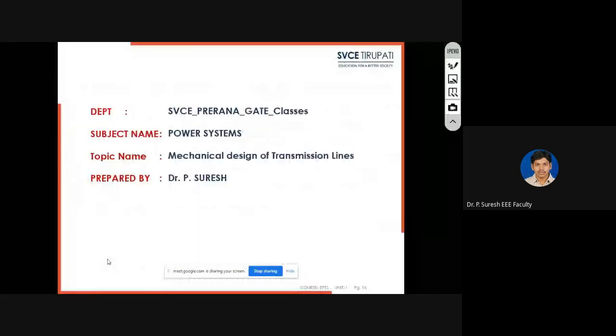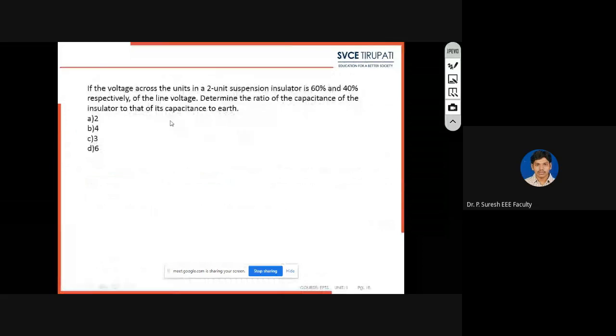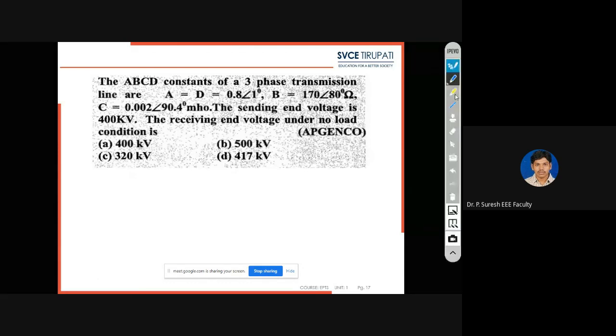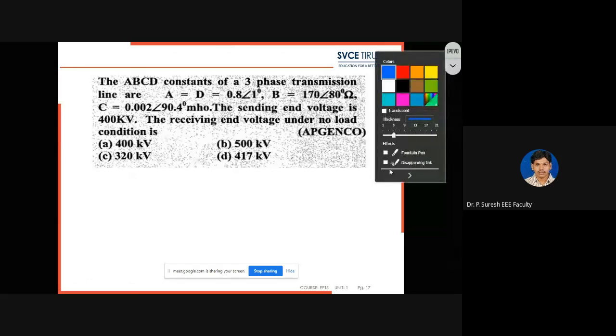Okay, let's do some problems using these formulas. See here, is it visible to all? Yes, sir. Actually this is the last class problem, so I forgot to discuss it in the last class. This is one simple problem. The ABCD constants of a three-phase transmission line are given. The sending end voltage is 400 kV. What is the receiving end voltage under no load condition? How to calculate this? Actually this is a GENCO problem.